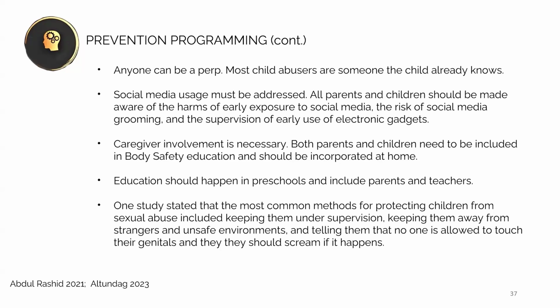One study also said that one of the most common methods for protecting children was to keep them under supervision, keep them away from strangers and unsafe environments, and telling them that no one is allowed to touch their genitals, and that they should scream if that happens. Supervision is one of the main ways to protect children from child sexual abuse.